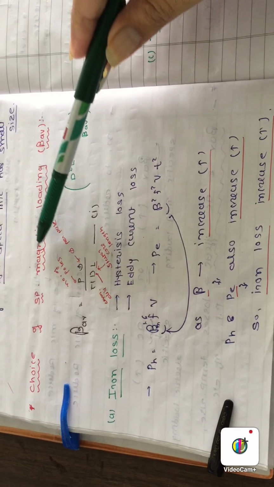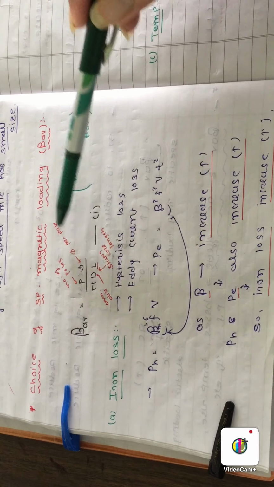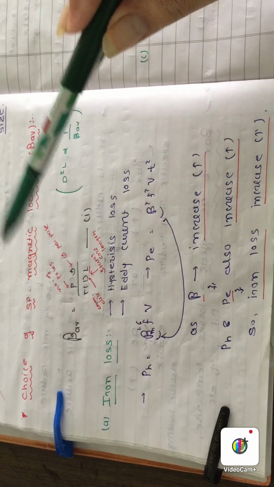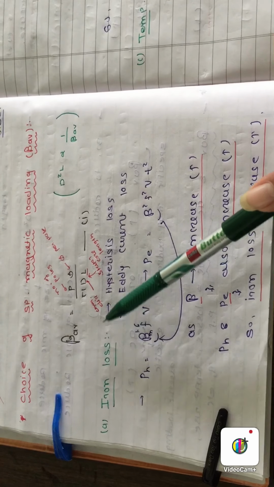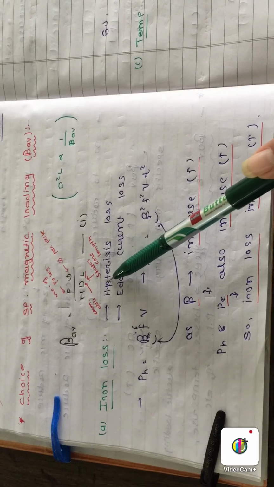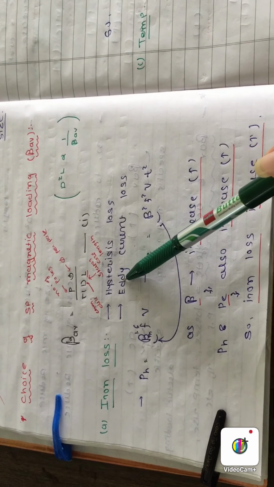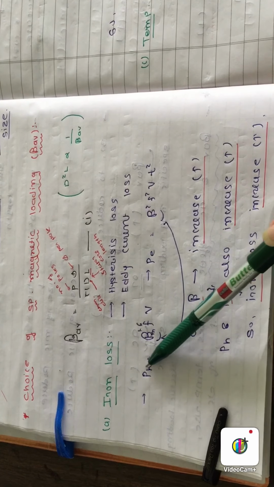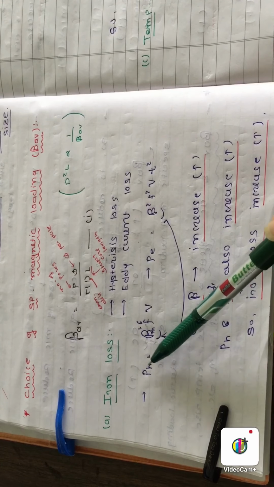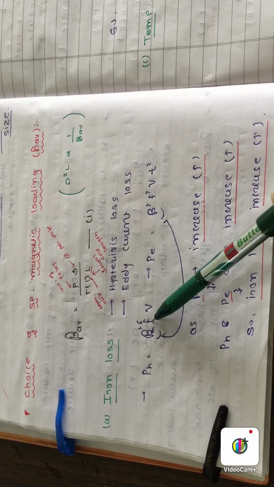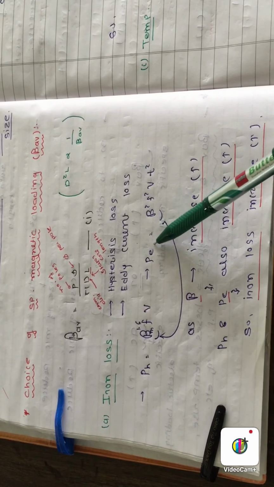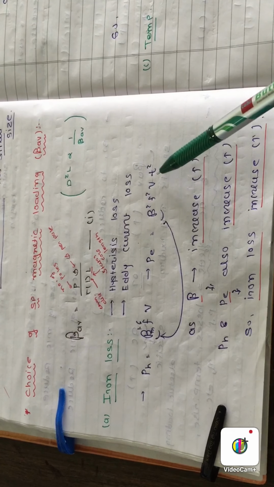So the choice of specific magnetic loading will affect the iron loss of the three-phase induction motor. How? Now we will study. Iron loss means two losses: hysteresis loss and eddy current loss. Now you are familiar with the hysteresis loss equation and the eddy current loss power equation. The power loss due to hysteresis loss is given by PH equal to BM to the power 1.6 F V. And the power loss due to eddy current loss is given by B square F square V T square.